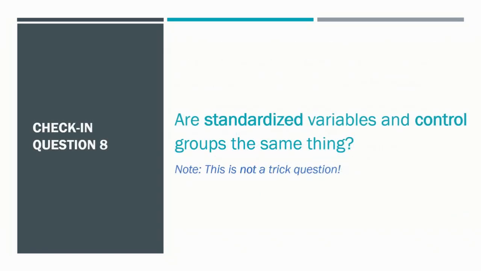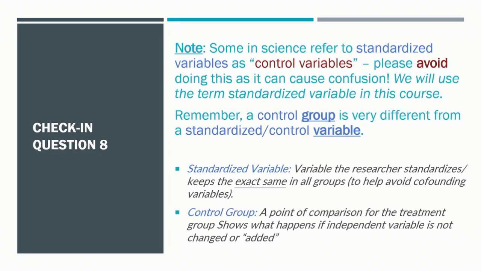Are standardized variables and control groups the same thing? Keep in mind, this is not a trick question. The reason I actually ask this question now is because some people in science refer to standardized variables as control variables, and this can make things very confusing, right? Because a control variable is very different than a control group. So I'm going to ask that you please avoid referring to standardized variables as control variables because it can cause a lot of confusion. We will use the term standardized variable in this course. Remember, a control group is very, very different from a standardized or control variable, okay?